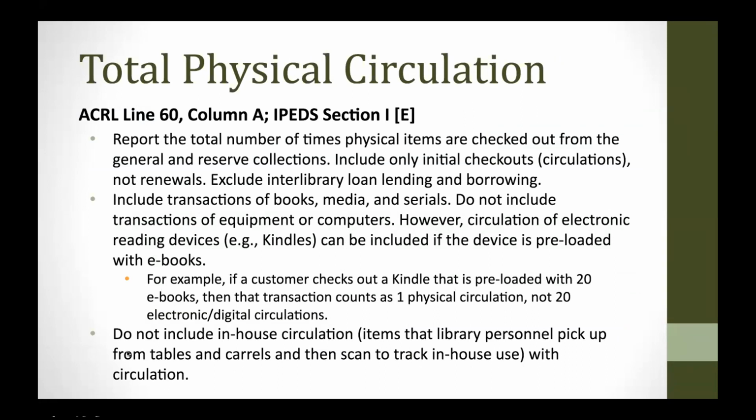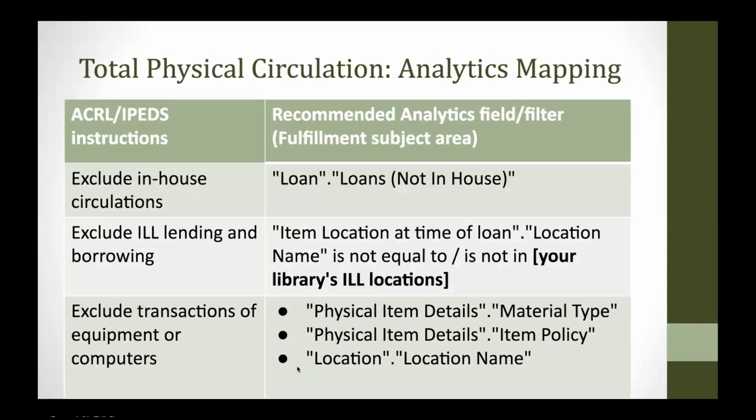For total physical circulation, the ACRL here is asking for the total number of times physical items are checked out from the general and reserve collections. So in this case, do not include in-house circulation. What we do here is exclude the in-house circulations. We only use the loans not in-house field in fulfillment.